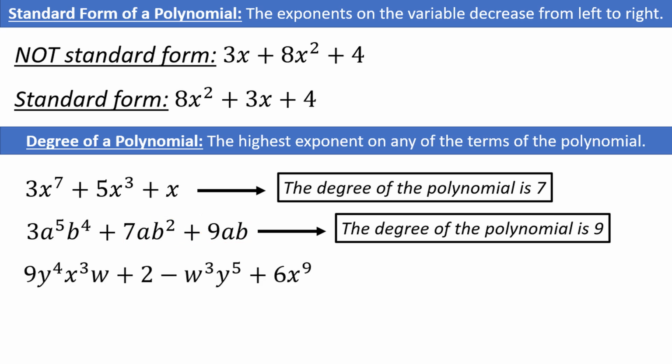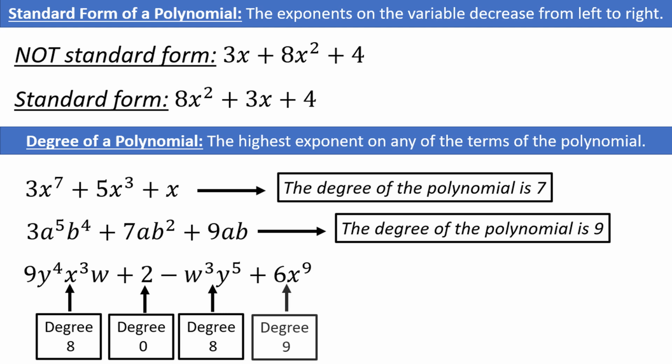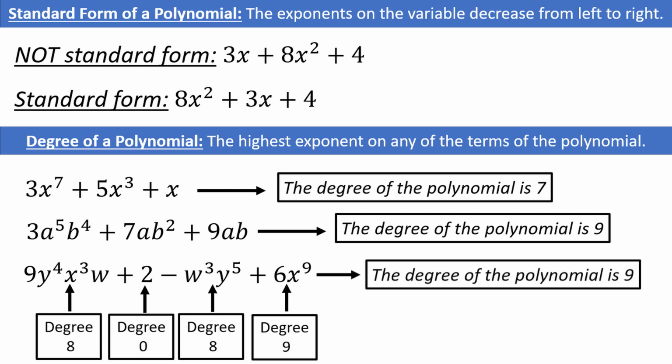What do you think the degree of 9y to the 4th, x to the 3rd, w, plus 2, minus w to the 3rd, y to the 5th, plus 6x to the 9th is? Well, our first term has a degree of 4 plus 3 plus 1 is equal to 8. Our second term has a degree of 0, since there aren't any variables at all. Our third term has a degree of 3 plus 5, which is 8 again. Our final term has a degree of 9. The highest combined exponent count on any of our terms is 9, and therefore we say the degree of the entire polynomial is 9.